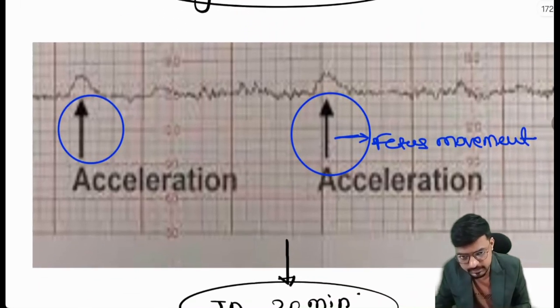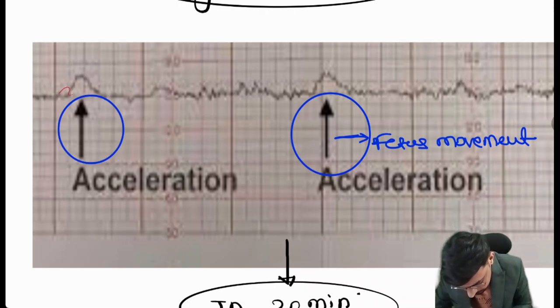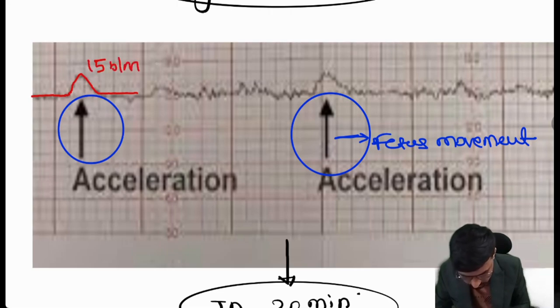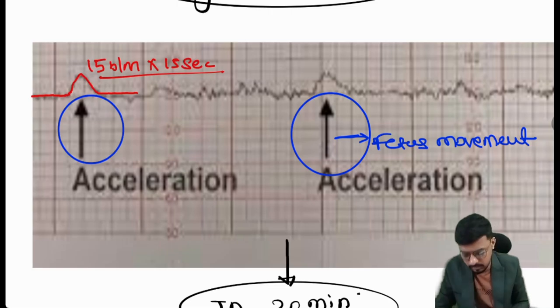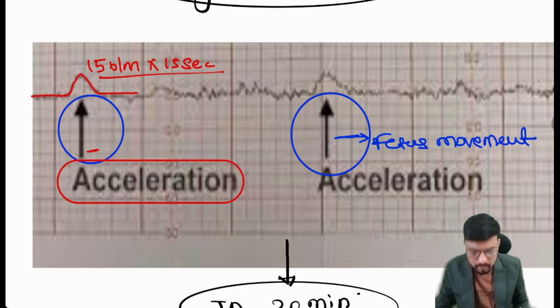Similarly, are you able to see this particular picture here? Here, when the fetus moves inside, the normally presenting fetal heart rate suddenly increases, and then comes back to normal. So this means 15 beats per minute for 15 seconds. The heart rate is increasing when the fetus is moving inside, so that is what you call acceleration.